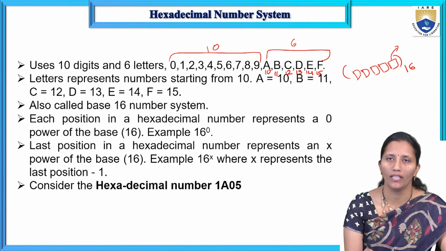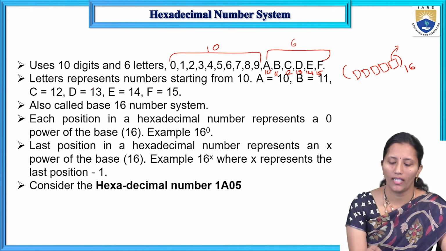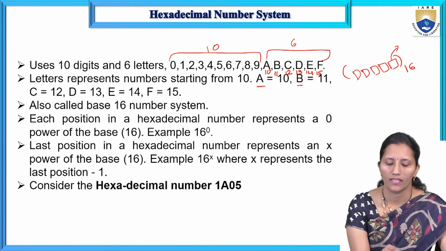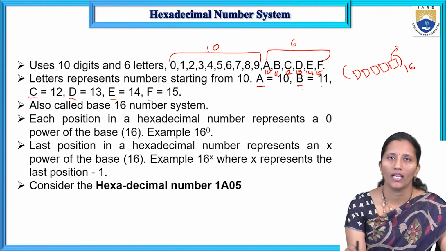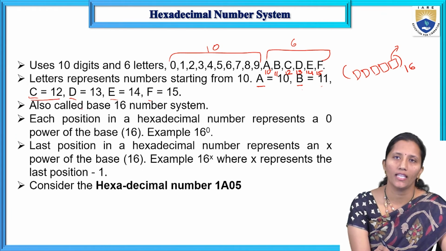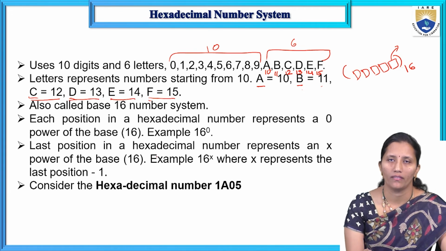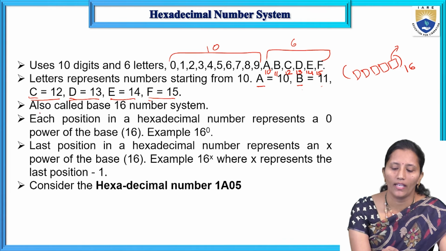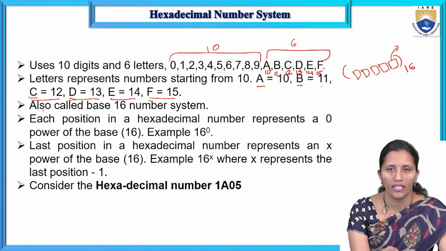So the letters represent the numbers starting from A, B, C, D, E, F. 10 is A, 11 is B, 12 is C, D is 13, E is 14, F is 15. We can't write 10 directly as a single digit in the hexadecimal number system. Okay, and it is also called a base 16 number system. Octal is a base 8 number system and hexa is a base 16 number system.